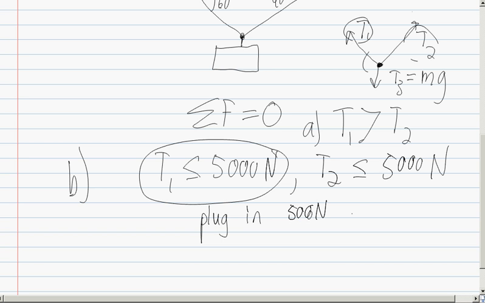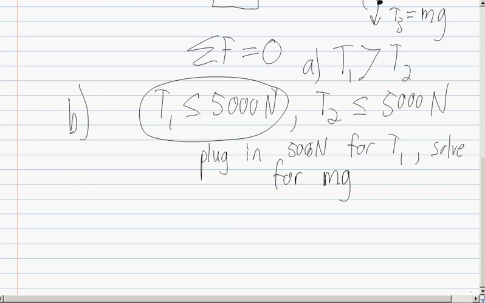Sorry, 5,000 newtons for T1. And we're going to solve for mg. Because I asked what's the greatest mass, I think. Yeah, say the maximum value of the hanging weight, so we can just find mg. It's no big deal. Okay.